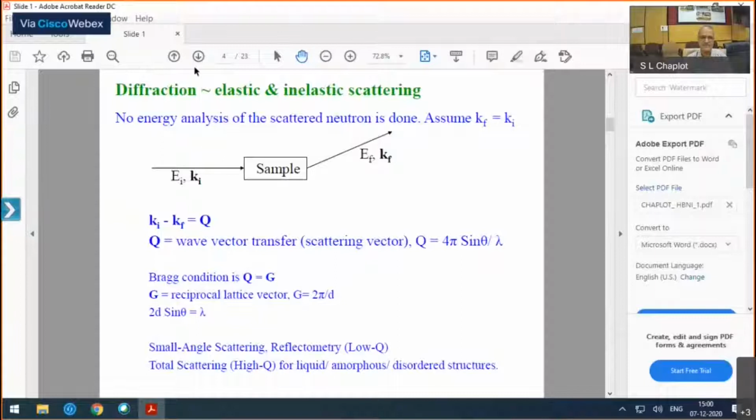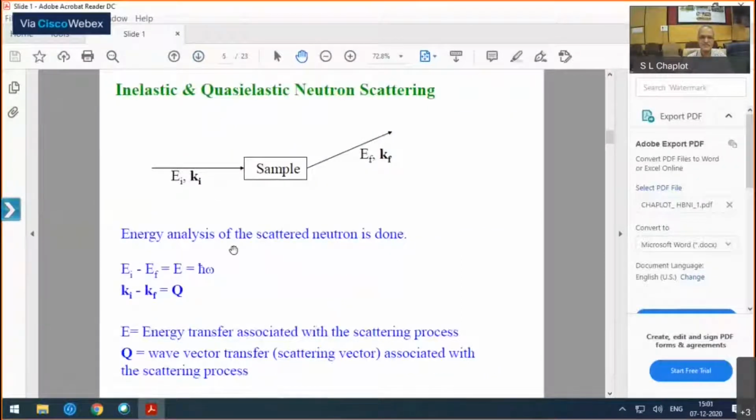However, when we do inelastic neutron scattering, we do energy analysis of the scattered neutron beam, and then we can write down the change in neutron energy and the change in the wave vector, or the so-called wave vector transfer, and these are the relevant quantities.